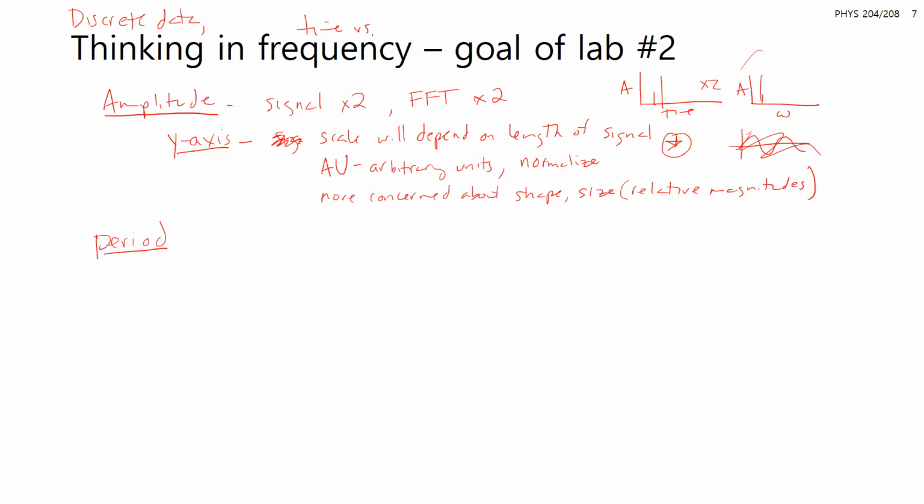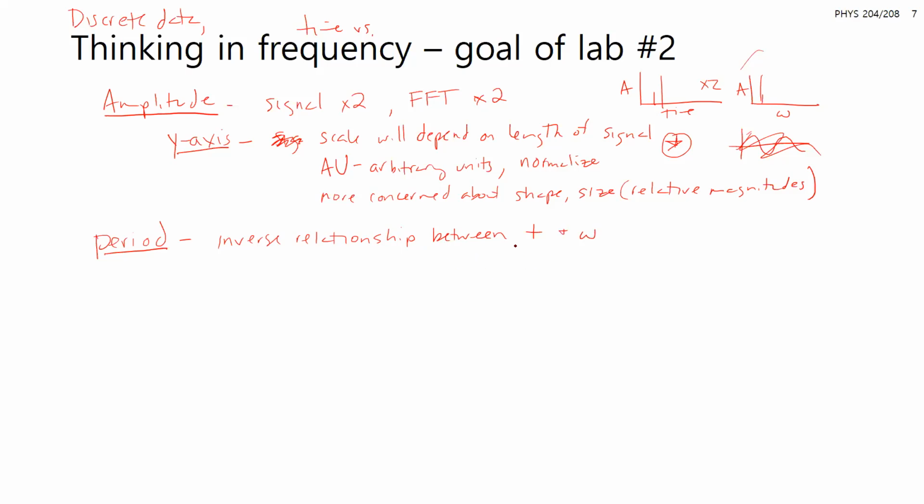Thinking about time versus frequency here, we're going to be going over some examples with some different functions, but realize that there's an inverse relationship in terms of the period or the length of your signal in time and frequency.